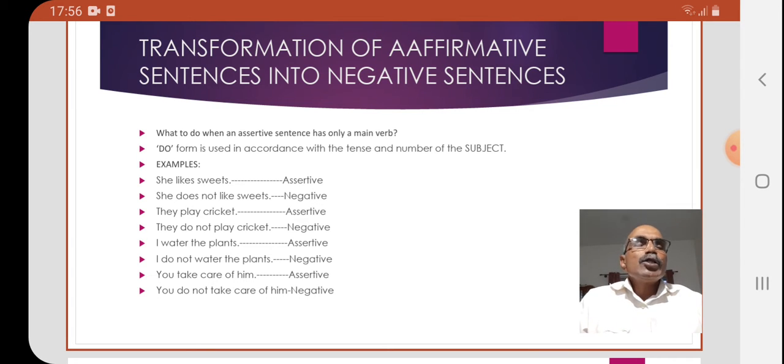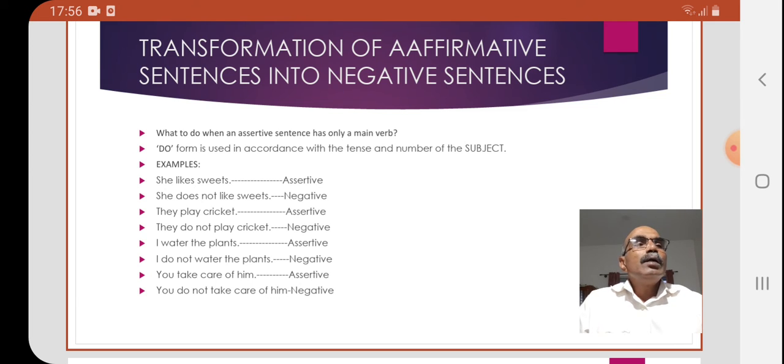She does not like sweets. We have used the do form of the verb and we have shifted es to do, hence does. She does not like sweets.